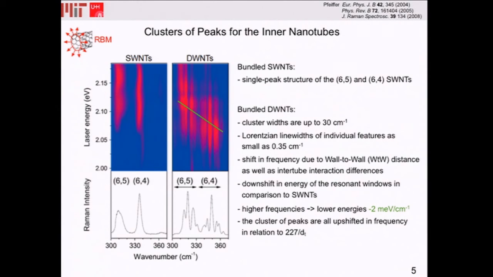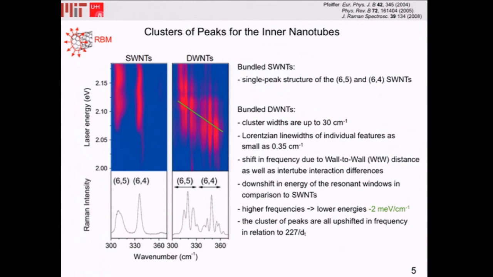And here in this case you see two different inner tubes, and one cluster can have a width of up to 30 wave numbers, and the line width of an individual peak can be as small as 0.35 wave numbers. So it's very tiny, which also tells us that the quality is very good and the phonon lifetime is very long. And then we see that the shift is due to changes in the wall-to-wall distance, as well as changes to other interaction differences.